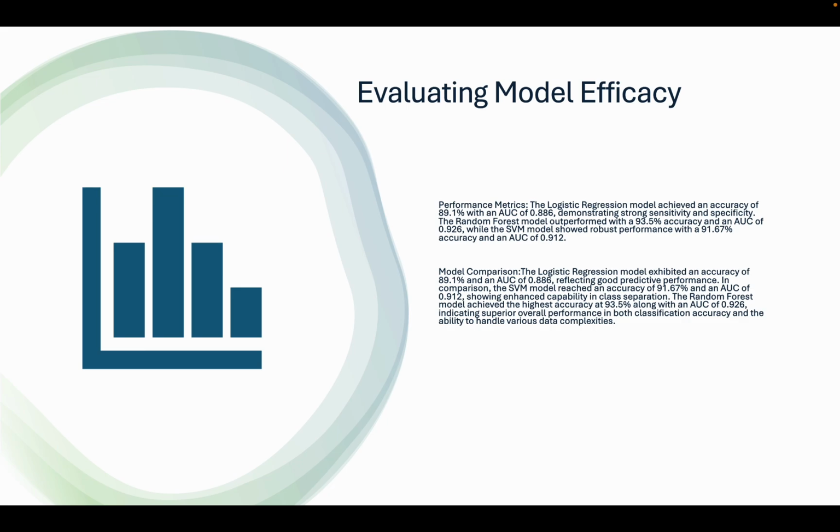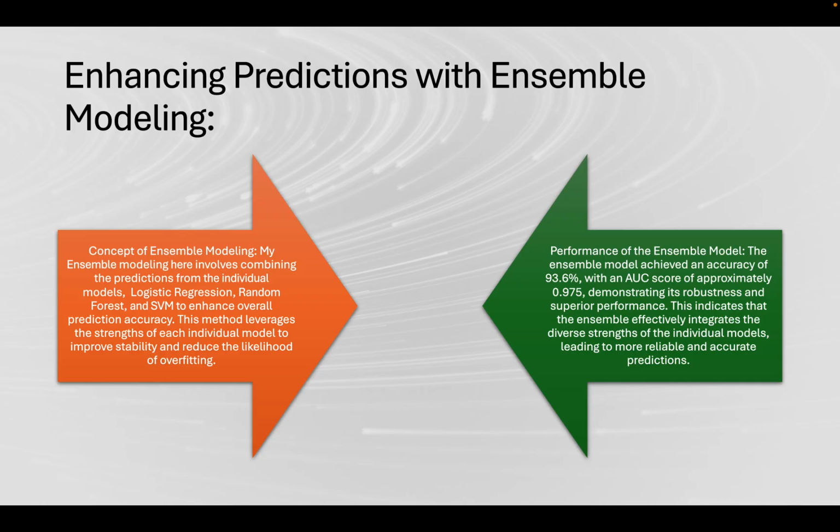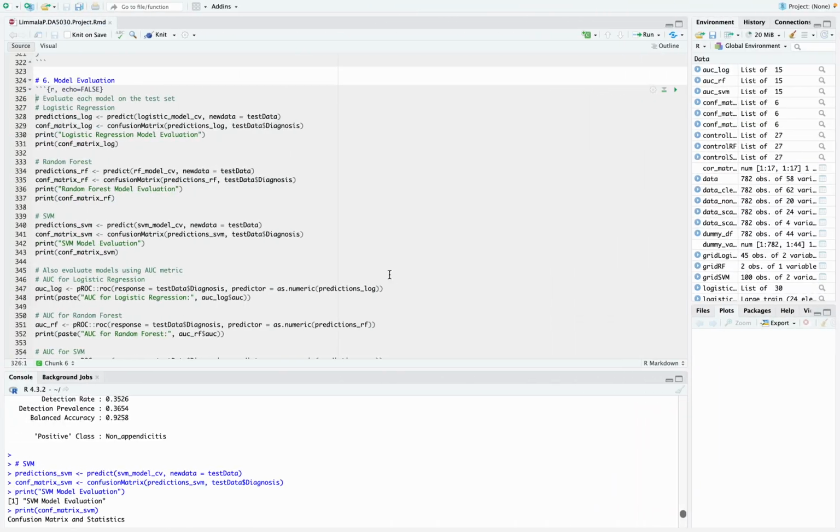And now about my ensemble modeling. After evaluating each model, I combined them into an ensemble model. This method helps to improve accuracy by leveraging the strengths of each individual model that I've chosen here. Let's look at how I implemented the ensemble technique and observe the performance gain.